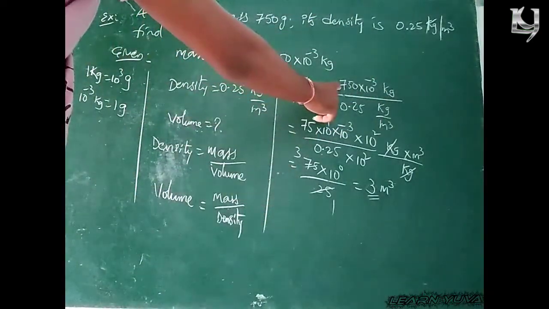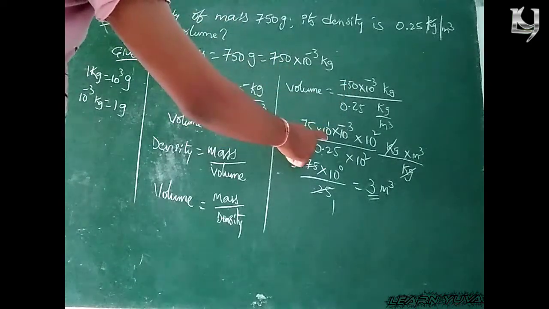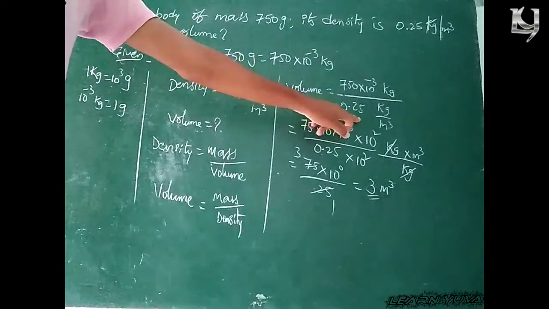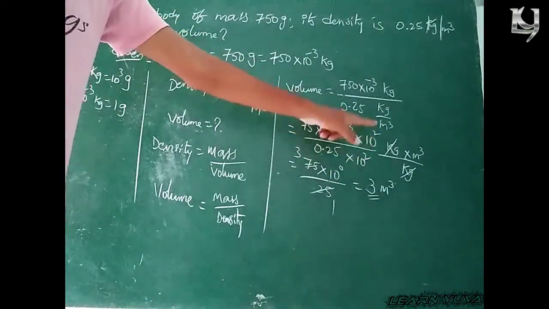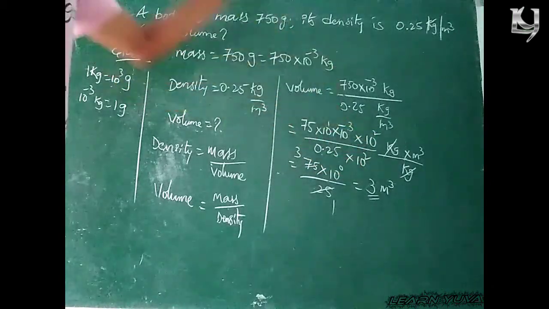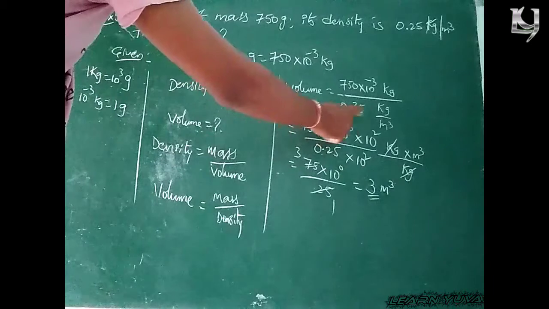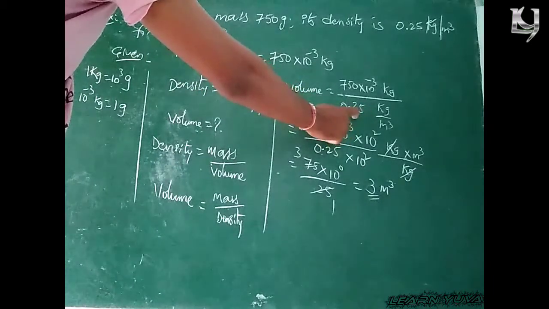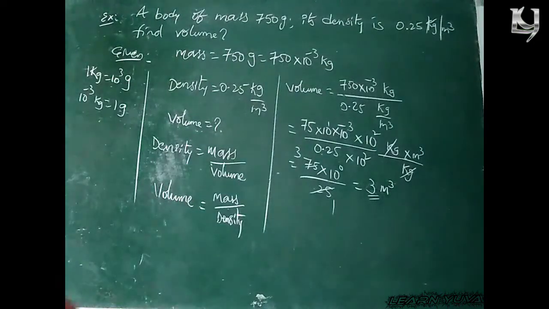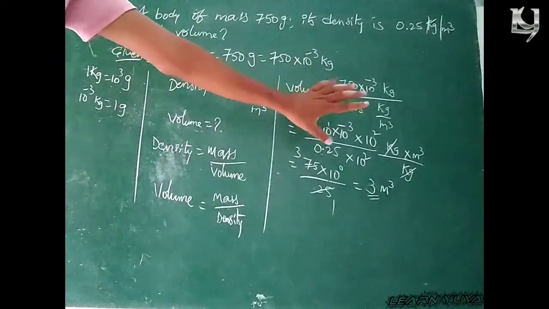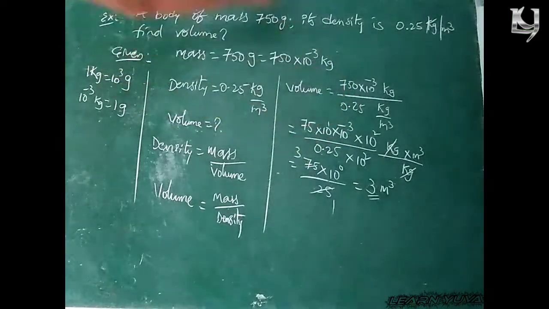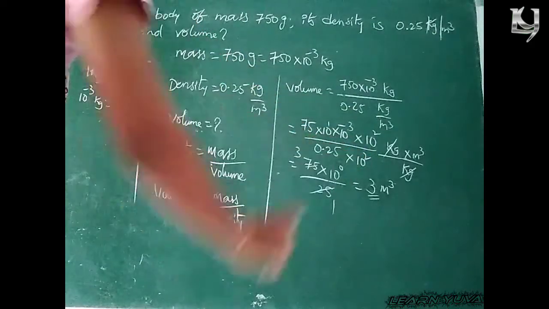So 750 I am writing as 75 into 10, into 10 power minus 3. Here after the point there are 2 digits, so I multiply and divide with 10 square, that is 100 by 100. So why? Because after the point there are 2 digits. To cancel these 2 digits, we should multiply with 100. If 3 digits are there, we multiply and divide with 1000. If 1 digit is there, multiply and divide with 10. That's enough.